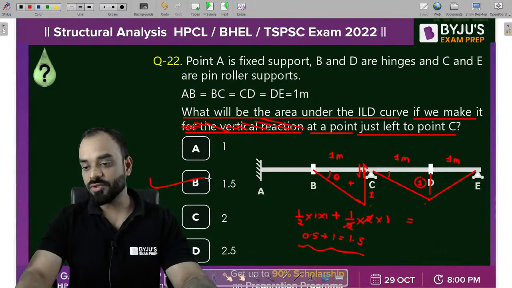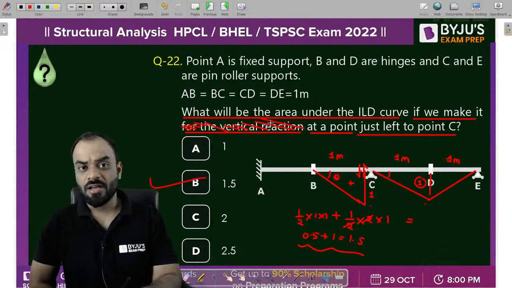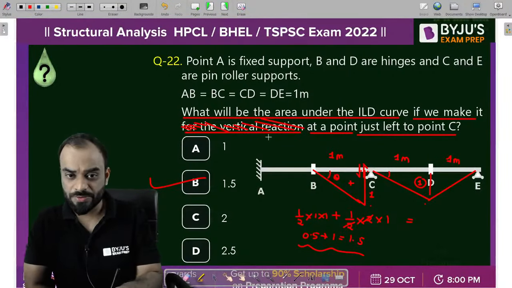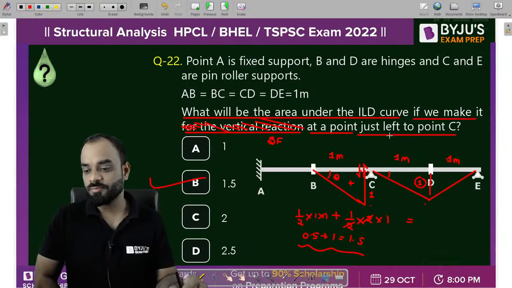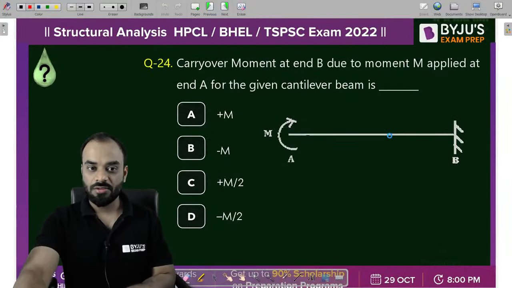Understood? Understood. This is nothing, as you need to just find out the area of the ILD curve if we make it for shear force at a point just left of point C. Right? Let's move to the next question.